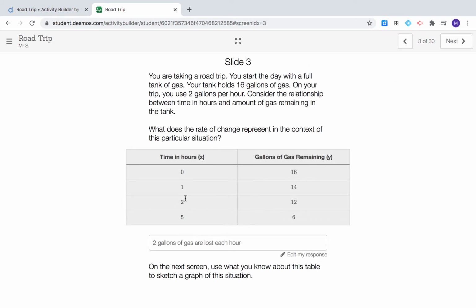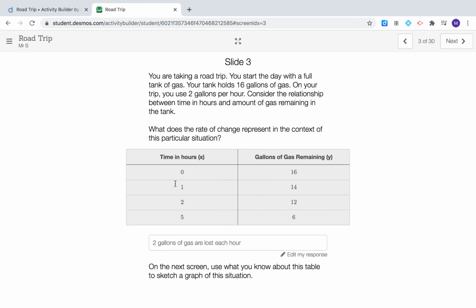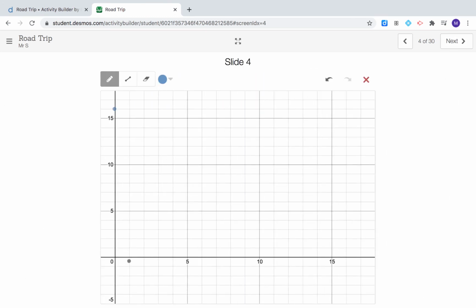Another point would be 2 hours and 12 gallons. Actually, let me go back and we'll go in order here. 1 hour, 14 gallons, because this is pretty cool. So 1 hour and 14 gallons, that would be right here. And if you remember, our slope is negative 2. We're going down 2 and right 1. If you keep doing that, you'll hit that point, 2 hours and 12 gallons. And we could keep doing that for 3 hours and so on and so forth.